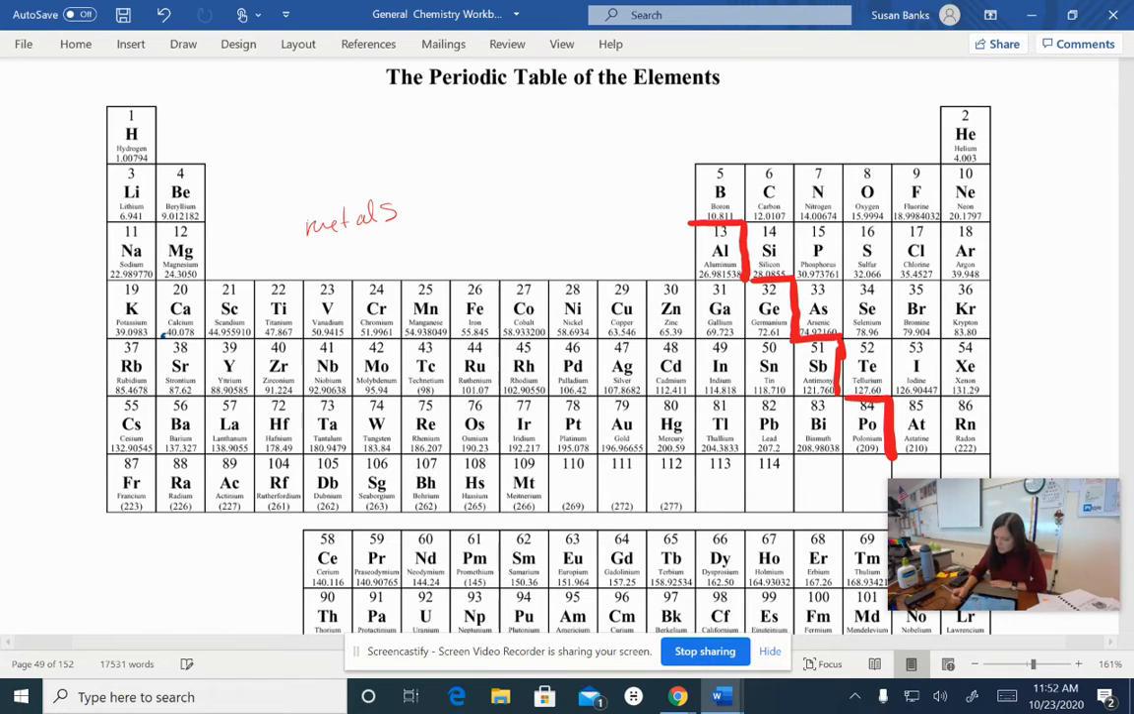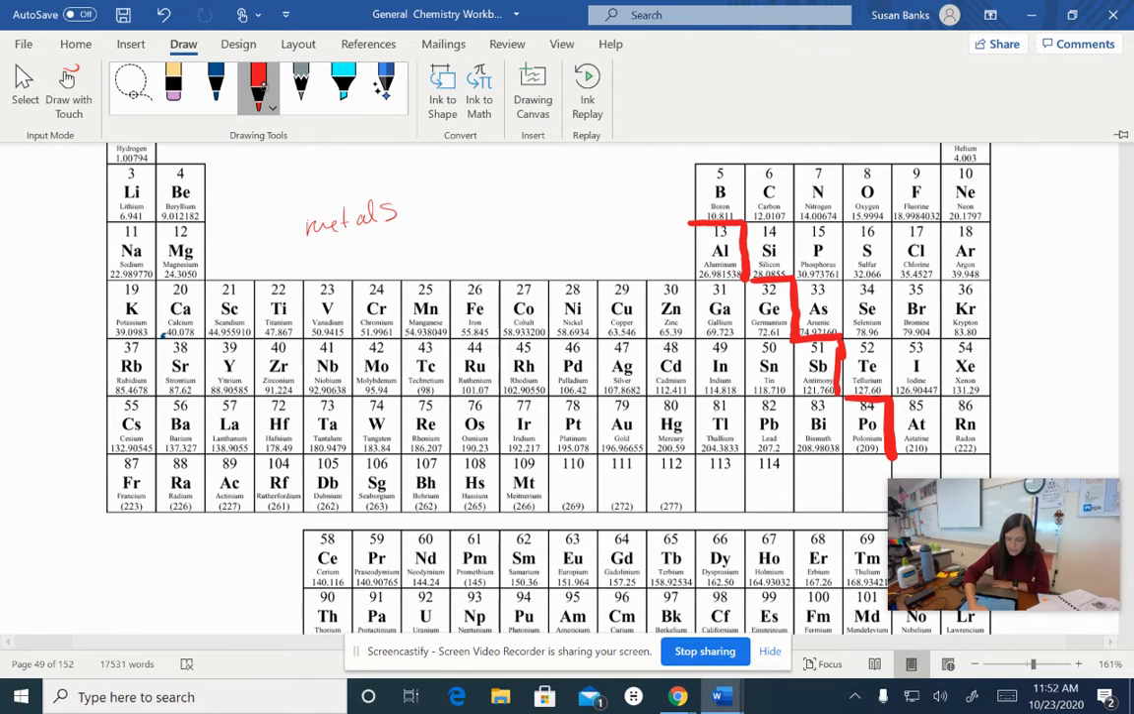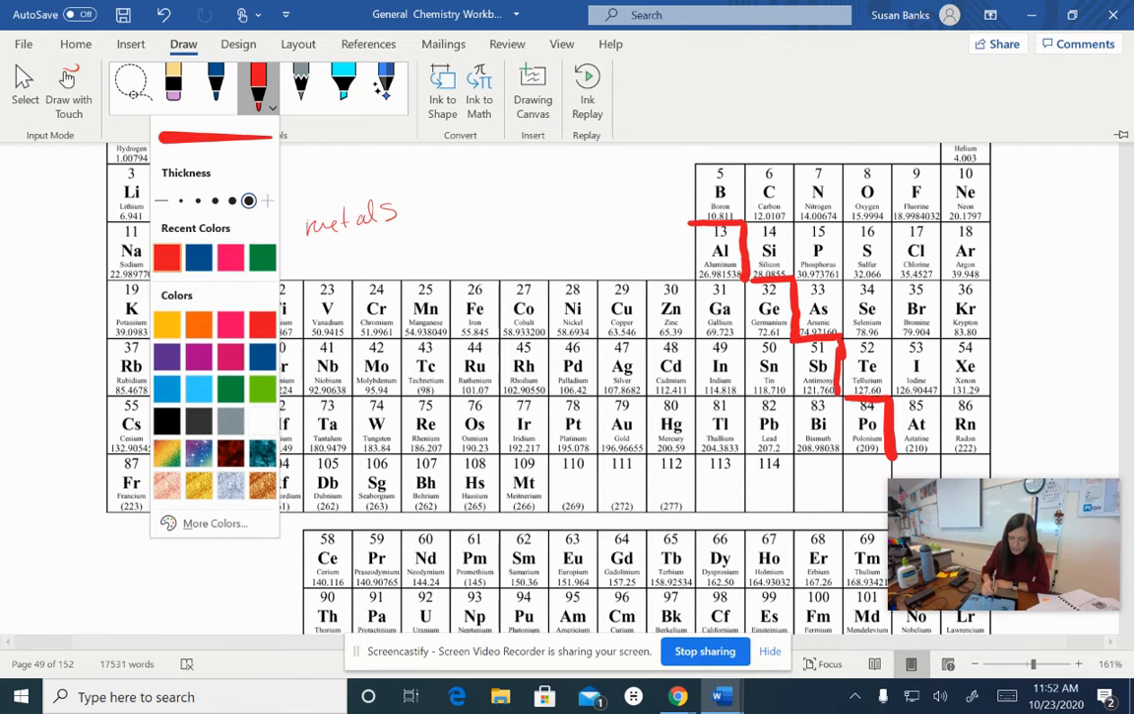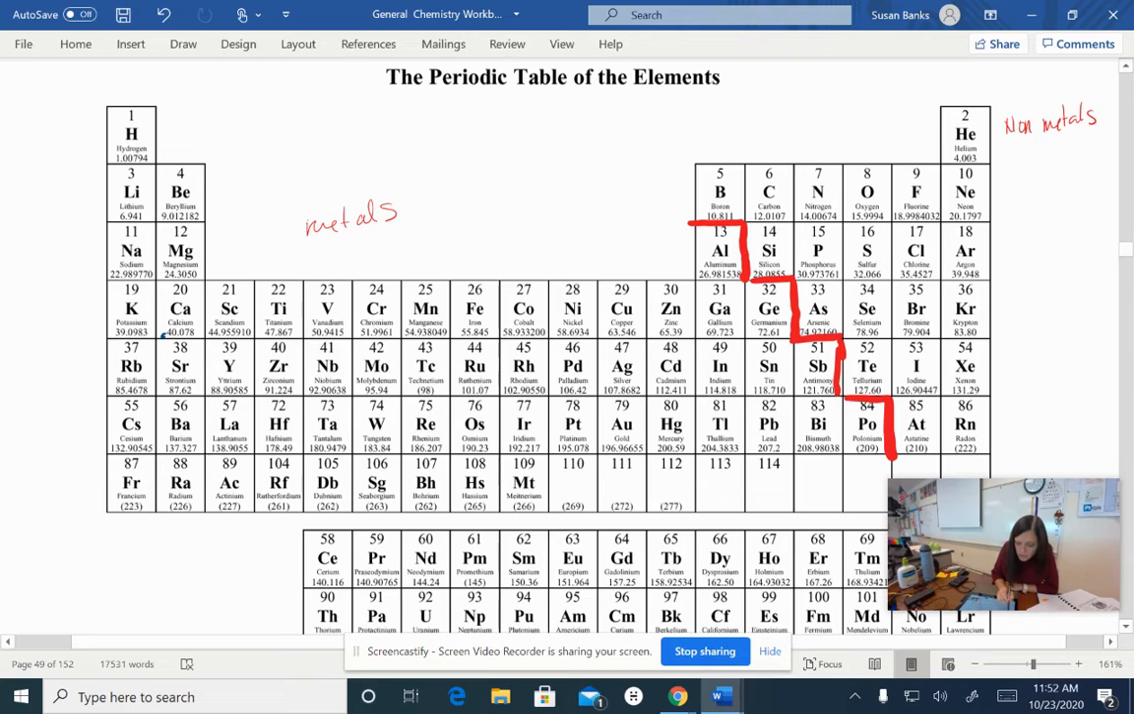And to the right of this line, we have the nonmetals. Now, we do have one exception to that rule. Our exception to that rule is hydrogen. Okay? So hydrogen is a non-metal. Okay? So that's our one exception to that rule.